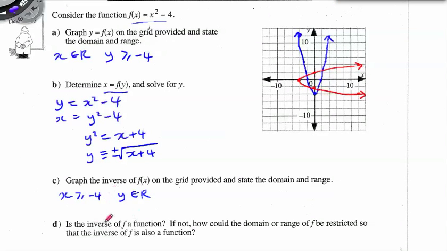At the bottom here it says, is the inverse of f a function? Well, we know the answer is no. How could the domain or range of f, the original function, original parabola, be restricted so that the inverse is also a function? Well, what that's getting at is, really, if we want the inverse to be a function, half of this has to disappear. So in that case, half of the original function has to disappear, either the right or the left, just so that it will give us either the top or the bottom of the inverse.